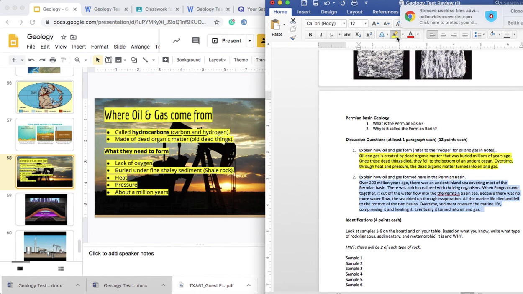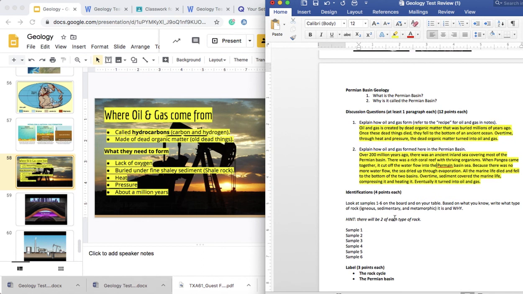I'll highlight that for you. And so you can take a look at this. These are two really good discussion questions that you can use on your test. So that should help. I can also post this as well if you need a little extra, if I'm going too fast. You can look at it again.